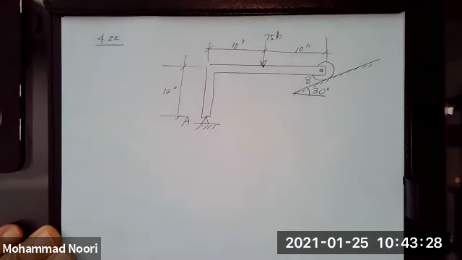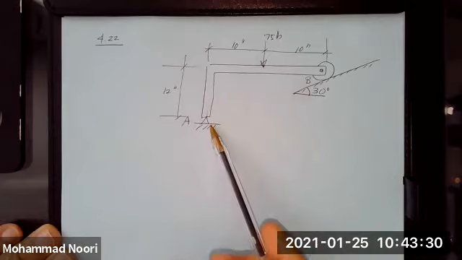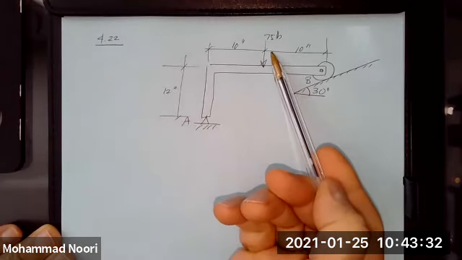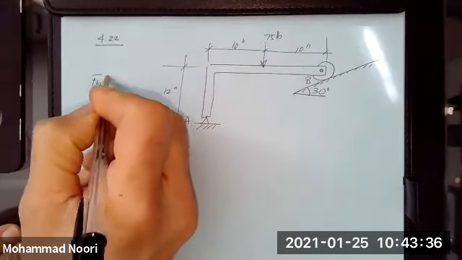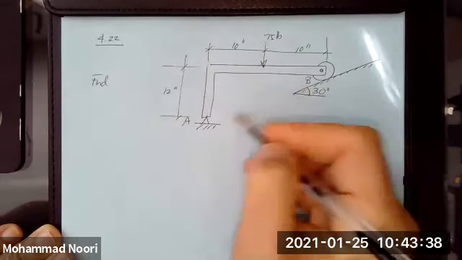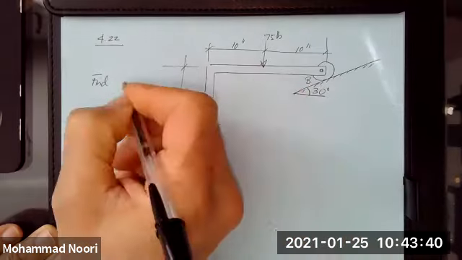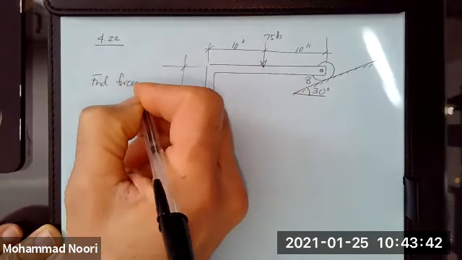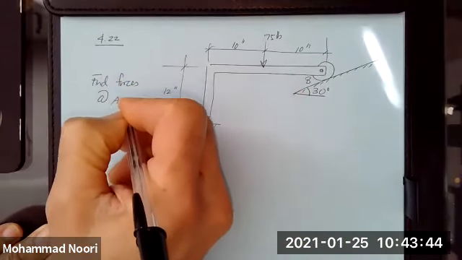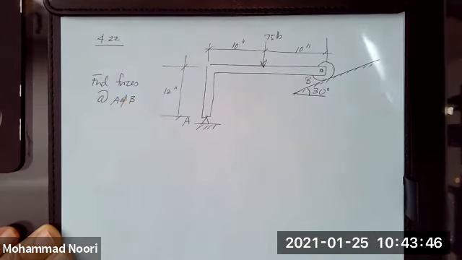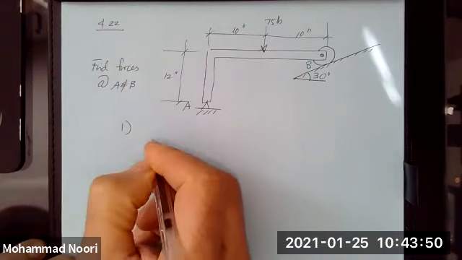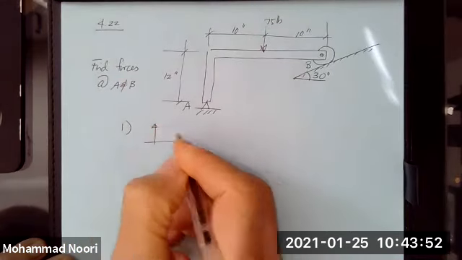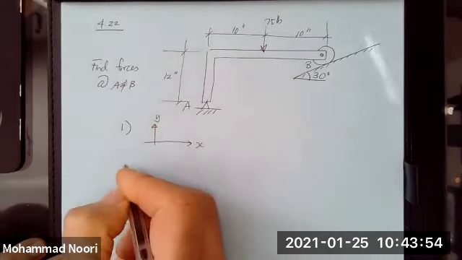Okay, let's get back to this problem. So we have this frame loaded like this. And again, we want to find the external supports or forces at A and B. So again, set up your usual X and Y coordinate.